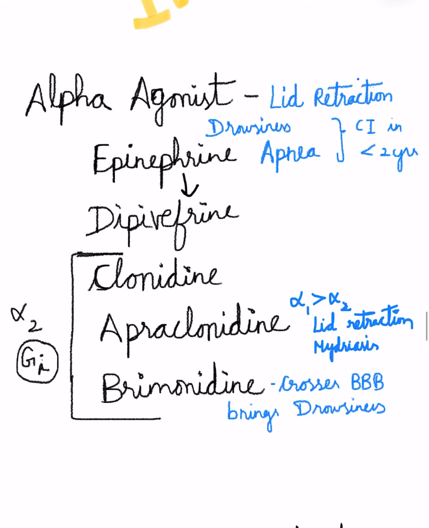This alpha agonist may be epinephrine or dipivefrin, which acts like the epinephrine hormone, and these are at the level of neurotransmitters like epinephrine and dipivefrin. And at the level of receptors, we have clonidine, apraclonidine and brimonidine. These are alpha 1 or 2 receptor agonists, which help in the treatment of glaucoma.